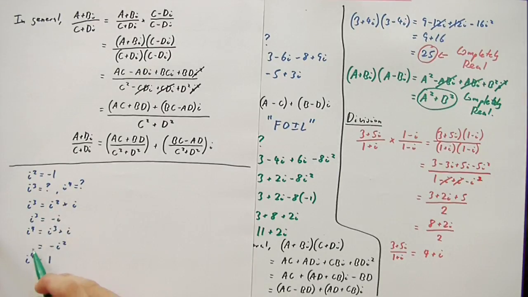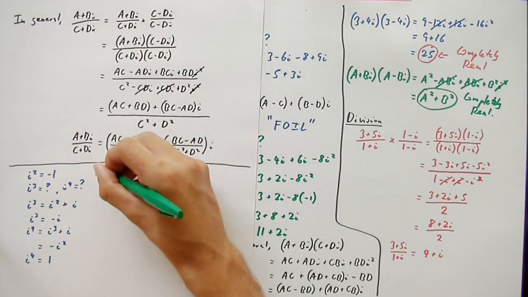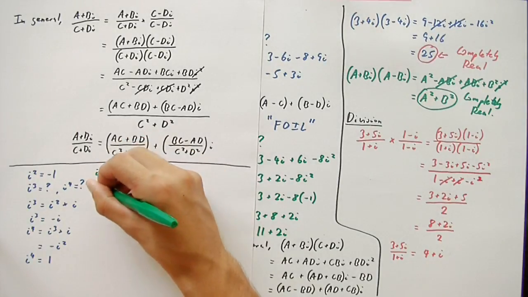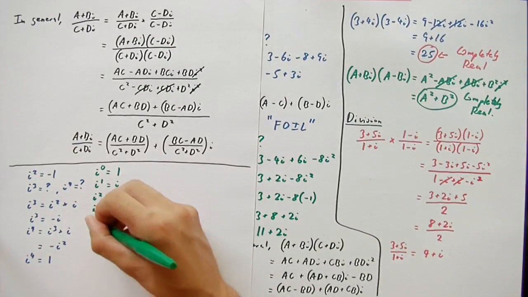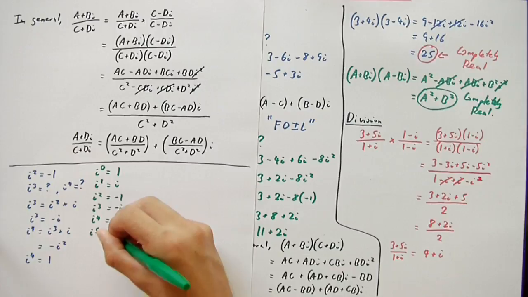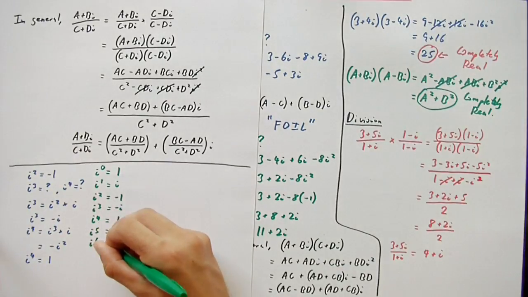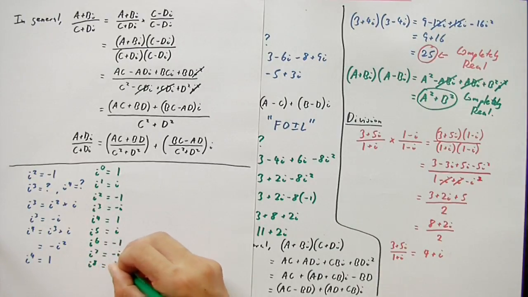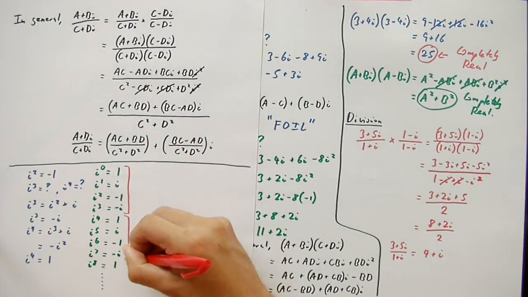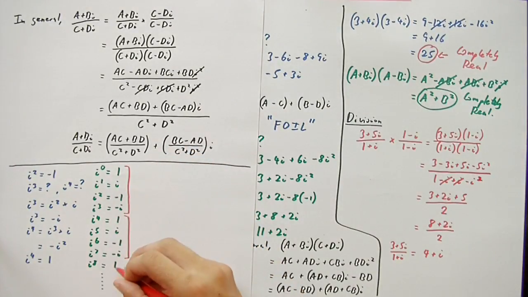Now we could keep going and find i to the power of any power using this method. But if we were to make a list of these, what we'd find is that i to the power of 0 equals 1, i to the 1 equals i, i squared equals negative 1, i cubed equals negative i, i to the power of 4 equals 1, i to the power of 5 equals i, i to the 6 equals negative 1, i to the 7 equals negative i, i to the 8 equals 1, and so on. Now hopefully you can see the pattern here, because what we really have is a 4-step pattern that repeats forever of 1, i, minus 1, minus i.